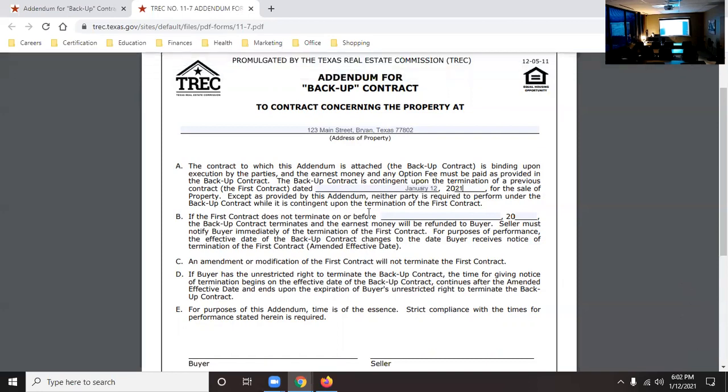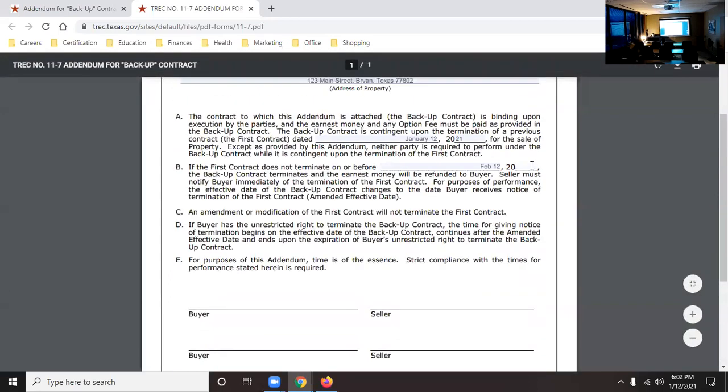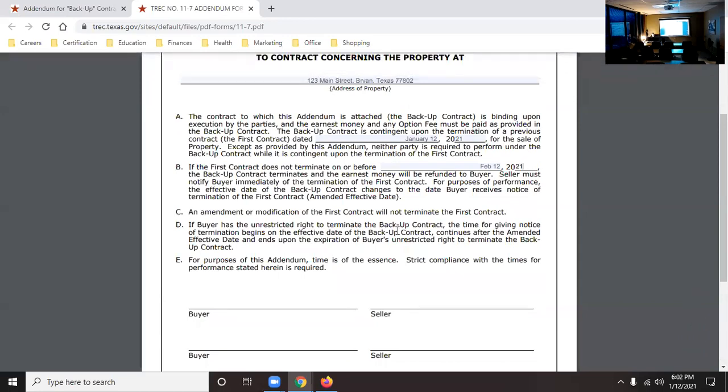If the first contract does not terminate on or before, this is going to end up being the closing date. So you enter in the closing date. Say we were doing February 12th, 2021. I'm going to place that in. Then the earnest money is sent back. But again, in this situation, these are your terms in regards to the contract, okay?